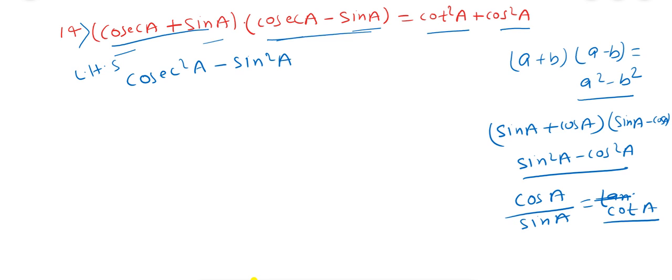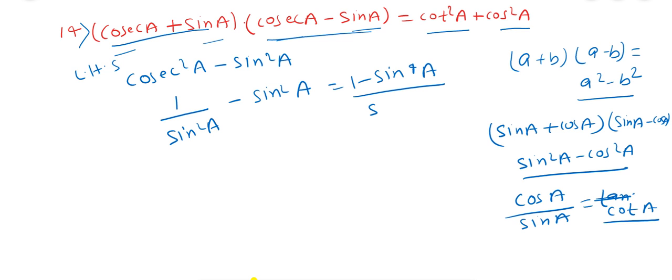So what I will do in this question is write 1 by sine square A minus sine square A. And after writing this, 1 divided by sine square A minus sine square A. What is this? I can write this as 1 minus sine 4A divided by sine square A.